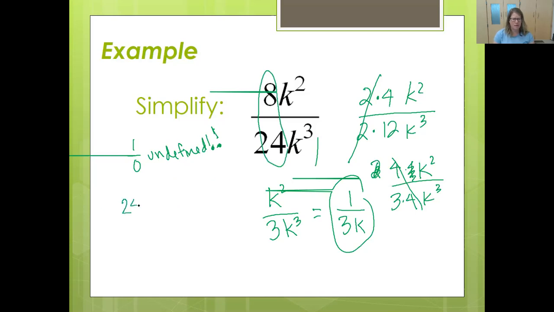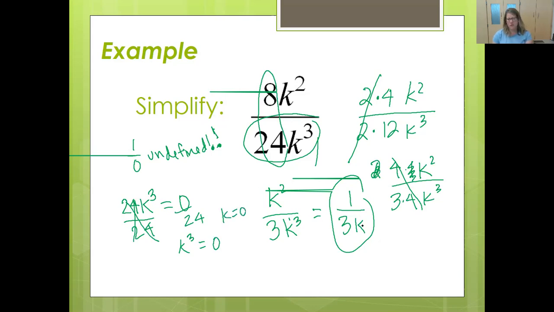So that means, and we'll always start with the original denominator, even if the k's all canceled out on the bottom, we would still have to think about excluded values. So we go back to the original problem, and we set the denominator equal to 0 and solve for k, so that we can find the value of k that would make the denominator equal 0. So we divide both sides by 24. I have k to the third power equals 0, which means k must be 0. Okay, and we can see that that's true. If k were 0 here, then this would be undefined.